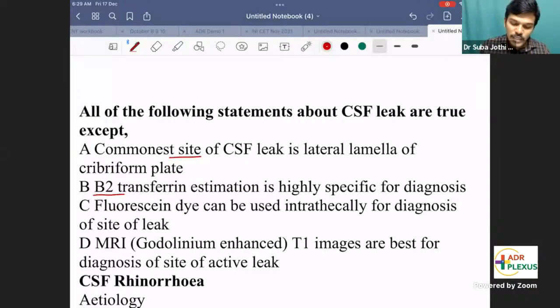Then we should know the investigation of the CSF leak. Then we should know about the dye which is used pre-operatively and during operation. Then whether MRI is indicated or not. So all these points are in our chapter. Which of the answers is correct, we can discuss once we go through the CSF Rhinorrhoea chapter.